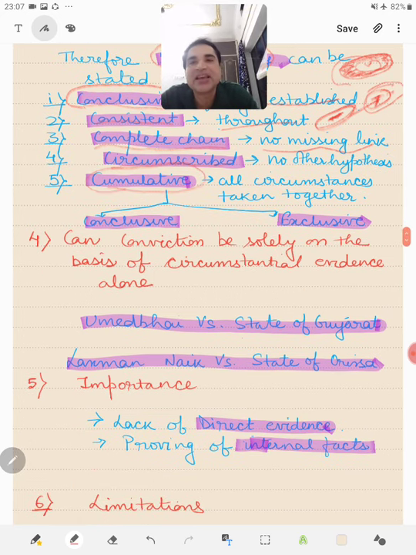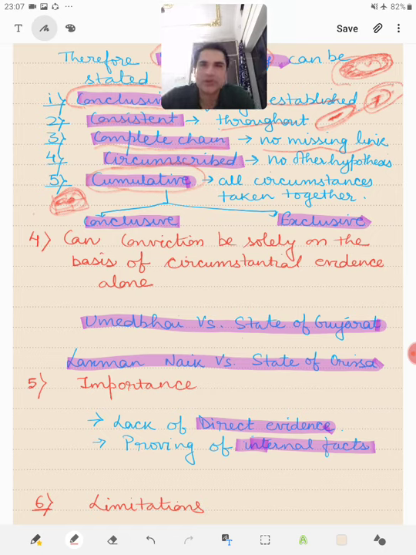Then it should be cumulative in nature. Cumulative in nature means that not only one single fact, that is, if this is the main fact and these are the surrounding facts, then we should not be very selective as to choose only this one. Rather, we should see all the other circumstances, and based on the totality of the circumstances, inference should be drawn.